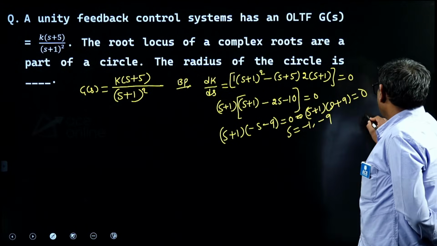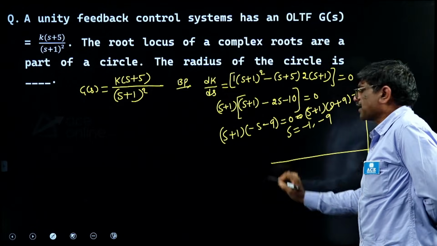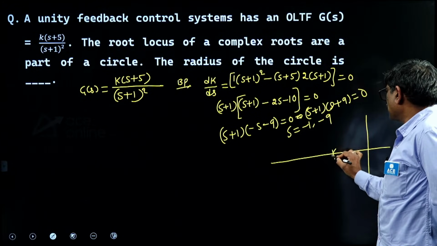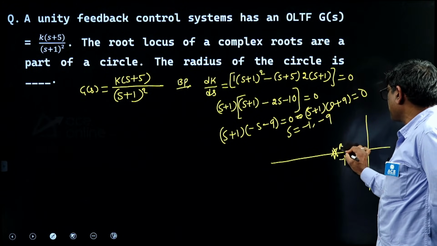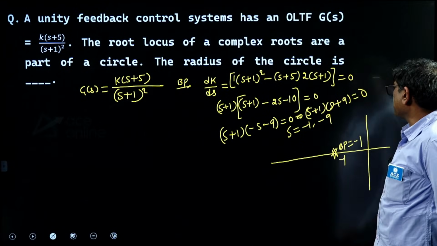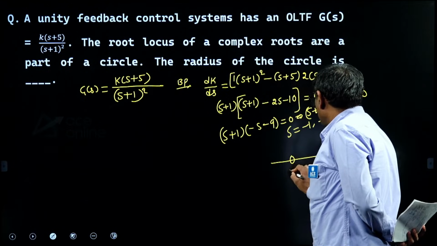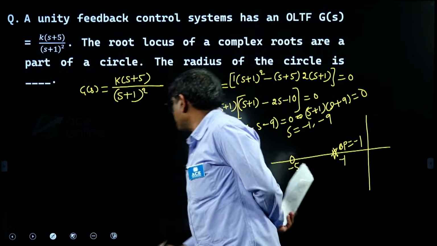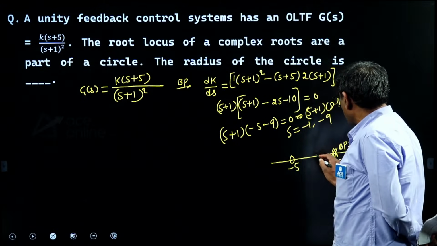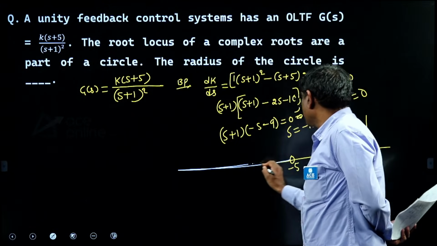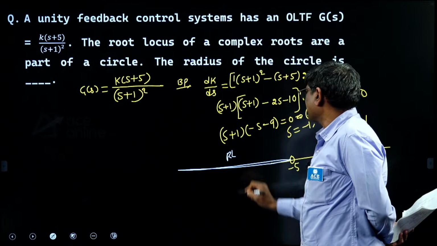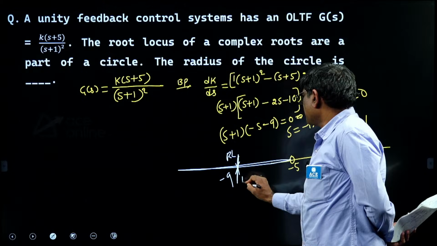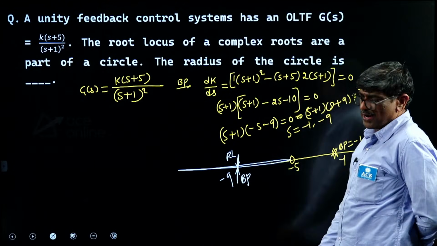Are these valid or invalid? 100% valid, because if you are getting a circle, a minimum of 2 break points is required, and they must be on the root locus. So, 2 poles at minus 1 is 1 break point, no doubt. One break point at minus 1. And we have 1 zero at minus 5. Observe your root locus branches. Here no branch. Here no branch. But here there exists a root locus branch. That means minus 9 is a valid break point.